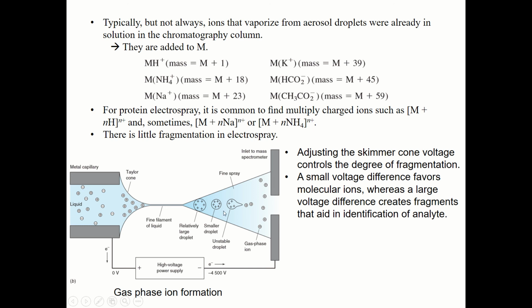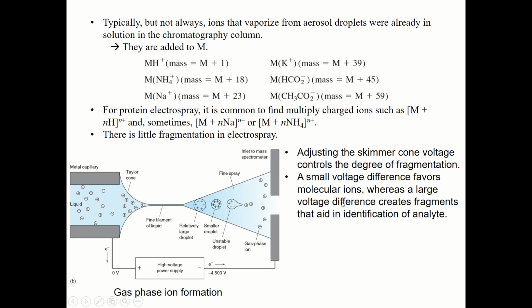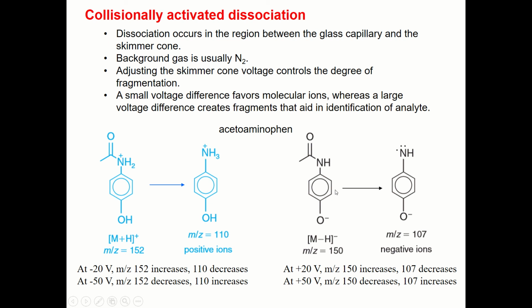Here this is the blown-up part. Now let's consider collisionally activated dissociation. Dissociation occurs in the region between the glass capillary and the skimmer cone. Background gas is usually nitrogen. As well, you have to use dry nitrogen gas. Adjusting the skimmer cone voltage controls the degree of fragmentation. A small voltage difference favors molecular ions.